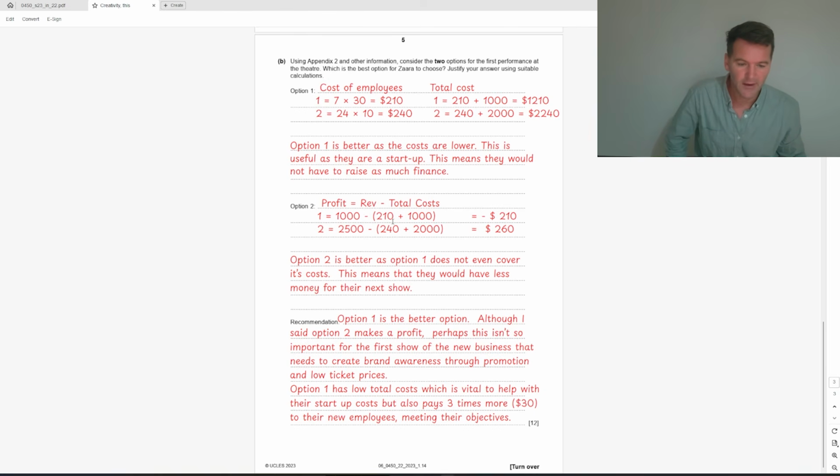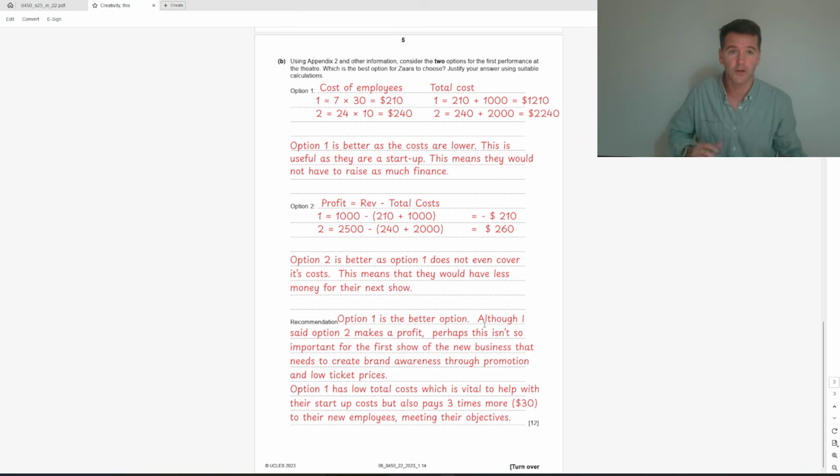Again, I've done my calculations and that is going to get me most of the marks. The fact that I've done this, I really don't need much more. But option 2 is better, as option 1 does not even cover its cost. It makes minus $210. This means they would have less money for the next show.